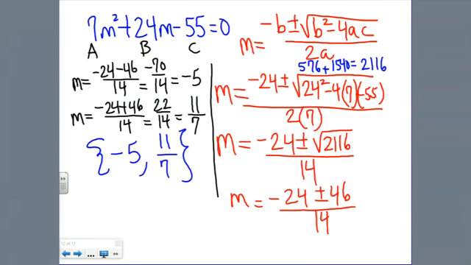Let's look at one more in the time we have left over. This one is a little different. I misspoke. This one does not contain a radical. It's an entirely different problem.